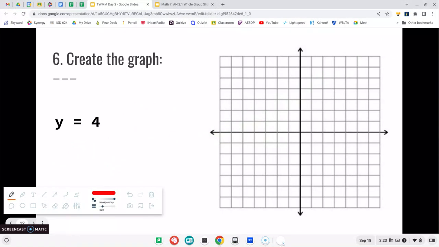Okay, this one we had yesterday. Remember y equals 4. So if we have y equals and just a number, remember that's a horizontal line. This really means that we have a 0 slope and 4 is our y-intercept. So 1, 2, 3, 4. And then it's a horizontal line right there through y equals 4.